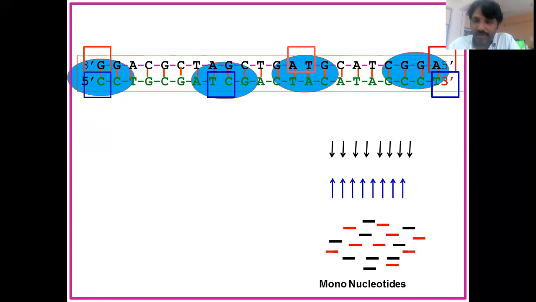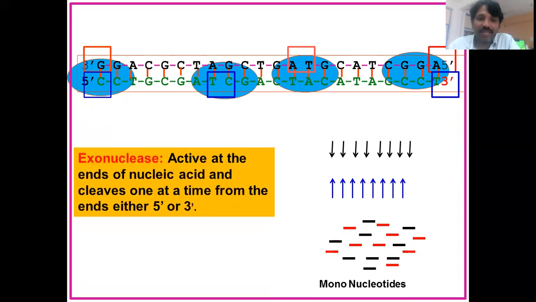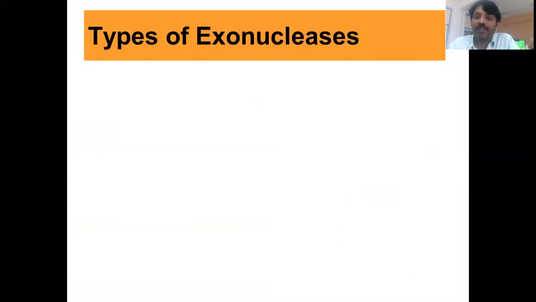Understood? Now we will go for a definition of the exonuclease. It is active at the ends of nucleic acids and cleaves one nucleotide at a time from the ends, either the 5' terminus or the 3' terminus. Hope you understood.